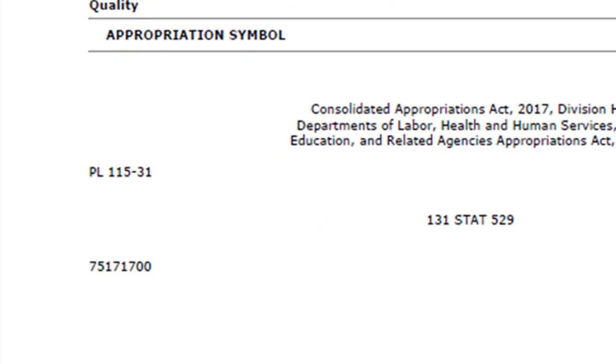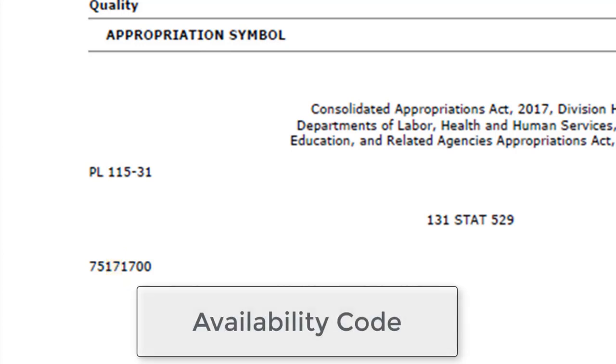Returning to the warrant, we can see that the account has the 75, indicating the account belongs in HHS, and the 1700, identifying the account as Healthcare, Research, and Quality. But what about the 17 in between? The 17 is referred to as the availability code. Let's spend a few minutes on this concept.